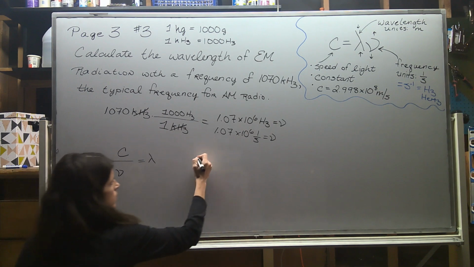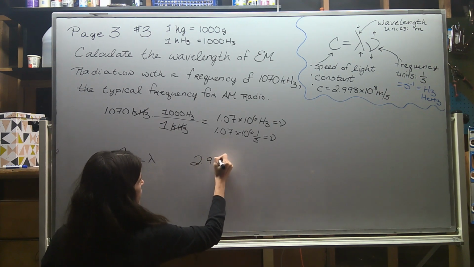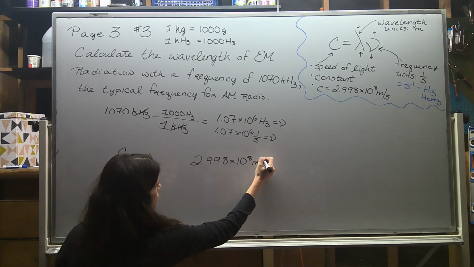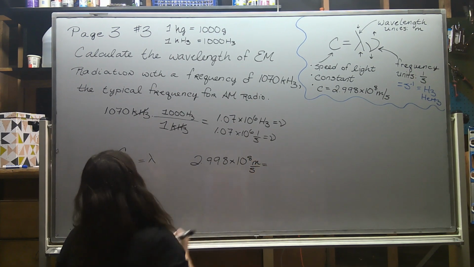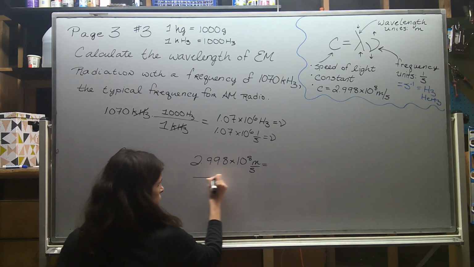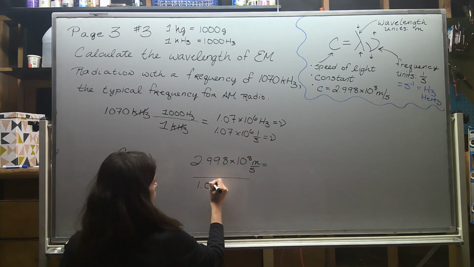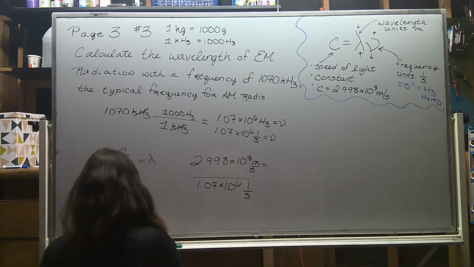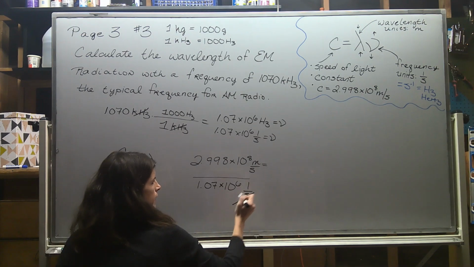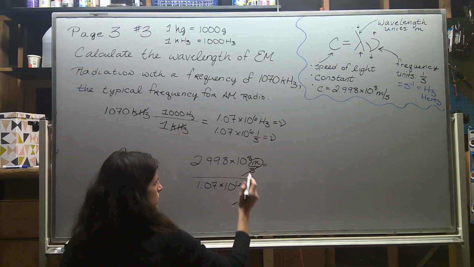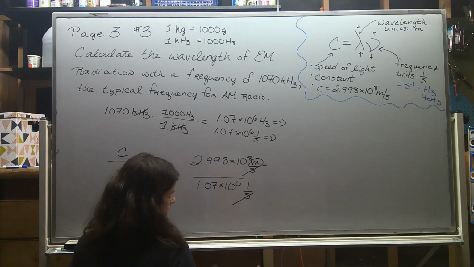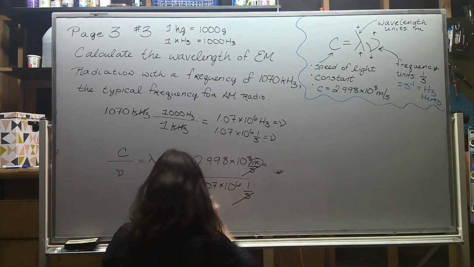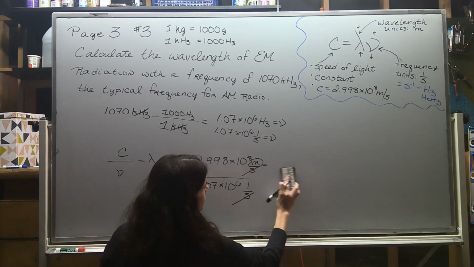So the speed of light is a constant, 2.998 times 10 to the 8th meters per second. And we're dividing by 1.07 times 10 to the 6th, 1/seconds. Seconds cancel seconds, and I'm just left with meters. In this case, I got 2.80 times 10 to the 2nd meters.